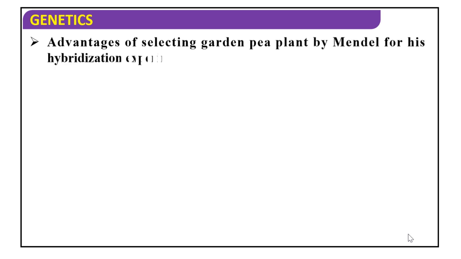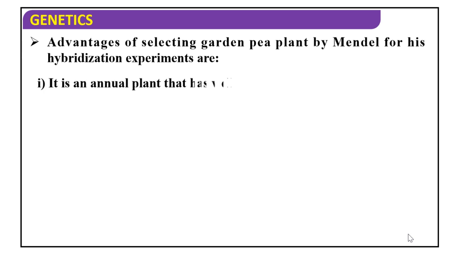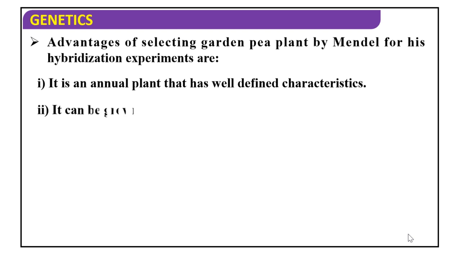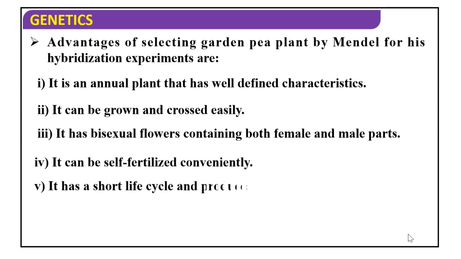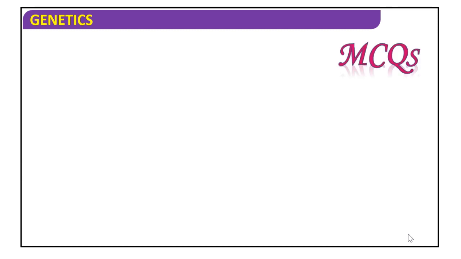The advantages of selecting the garden pea plant by Mendel for his hybridization experiments are: it is an annual plant that has well-defined characteristics. It can be grown and crossed easily. It has bisexual flowers containing both female and male parts. It can be self-fertilized conventionally. It has a short life cycle and produces a large number of offspring.